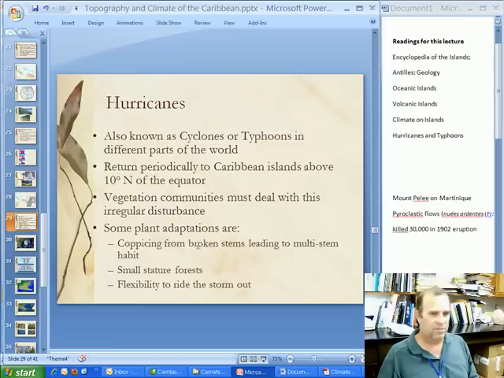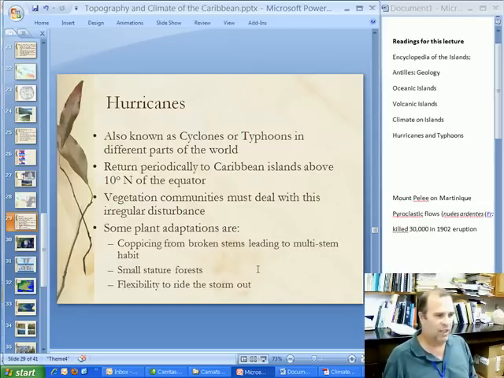So some of these adaptations are being able to coppice from broken stems, so that vegetation you quite often see in hurricane-prone areas tends to be small-stemmed, multi-stemmed from a single rootstock, as evidence of that tree being snapped off at some stage by a hurricane in the past. This leads to relatively small stature forests.